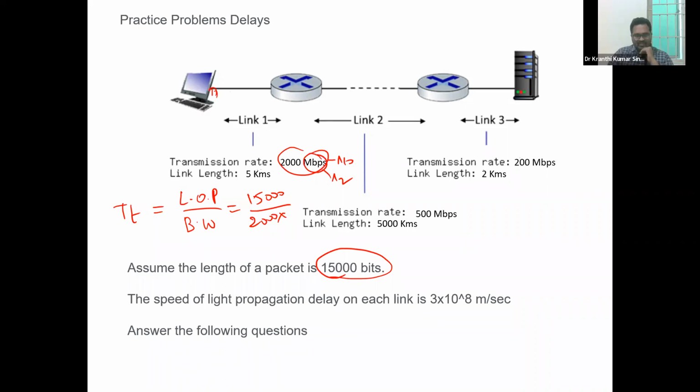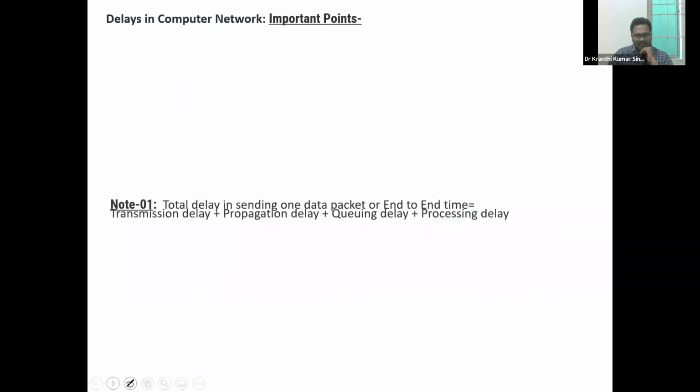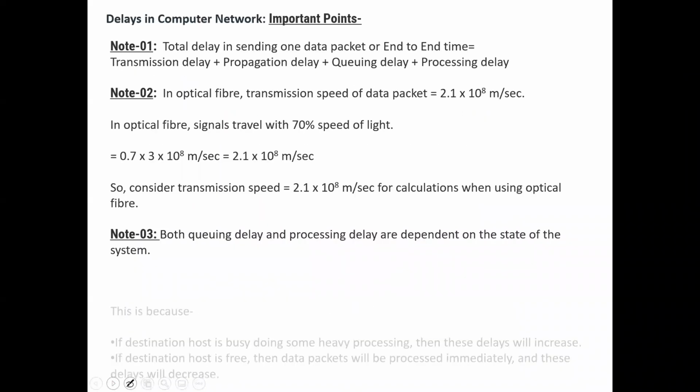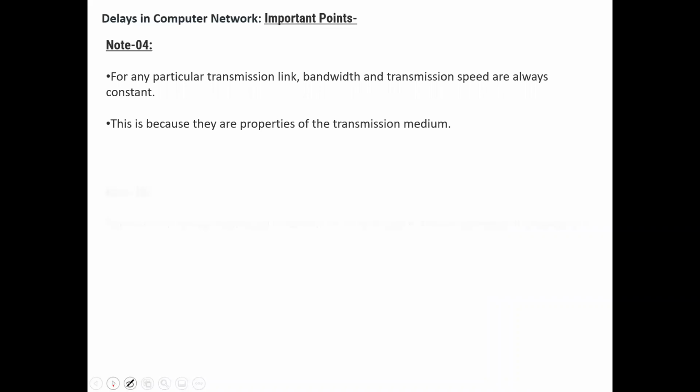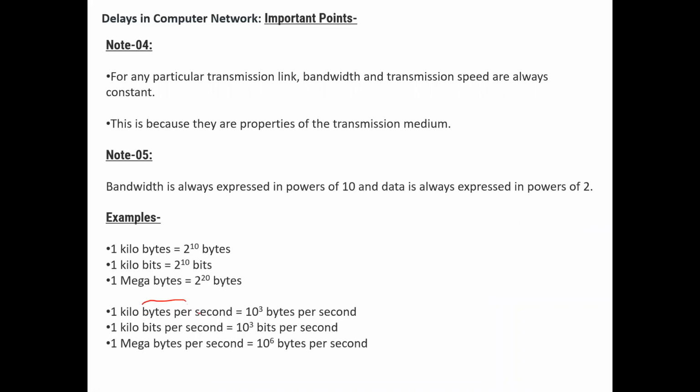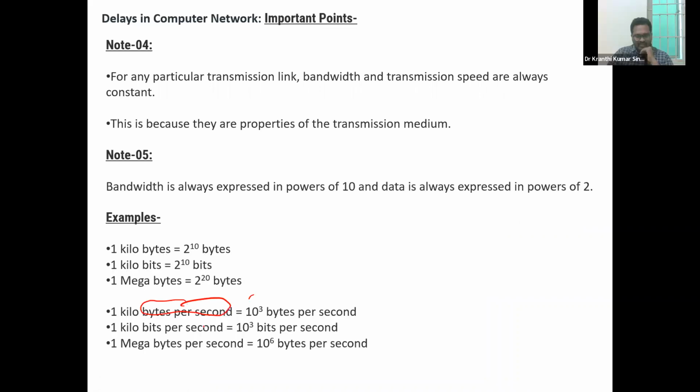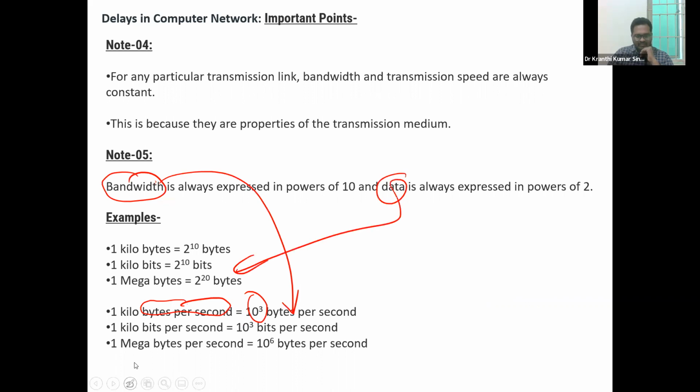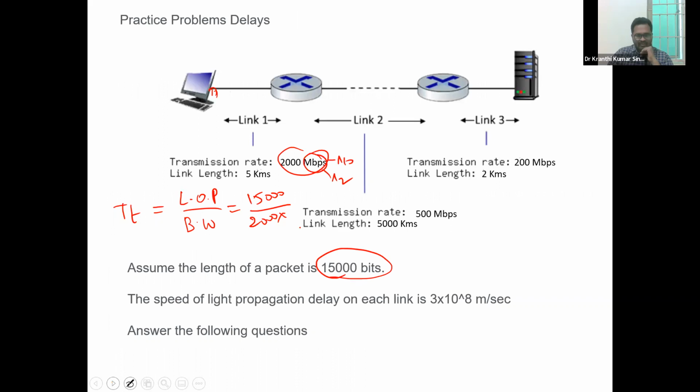See here, again I'm showing this point: bits per second, powers of 10. Bandwidth is powers of 10, but data is powers of 2. Don't confuse. So it is 2000 into 10 power 6. This is the answer.